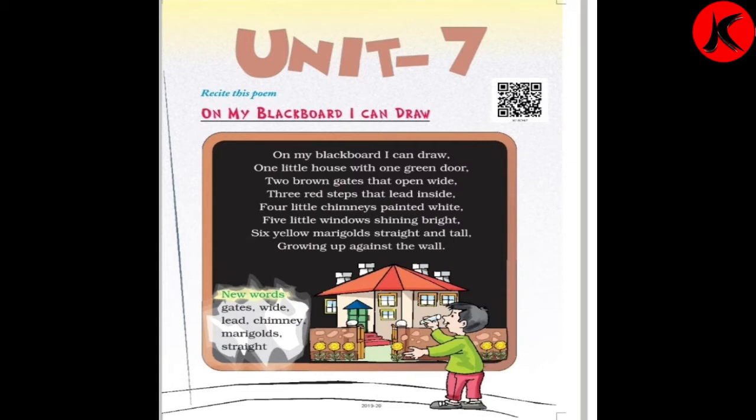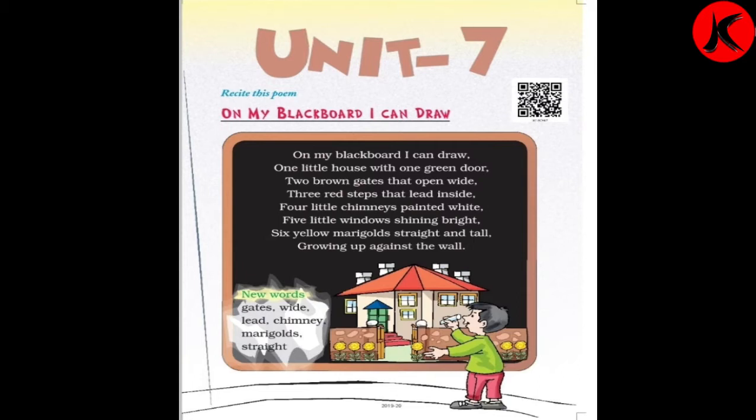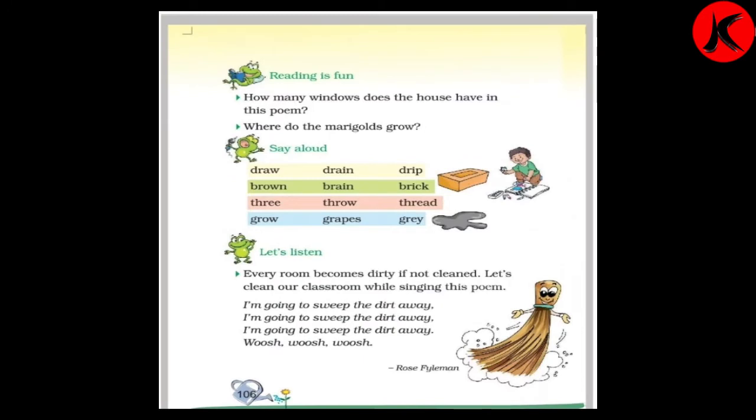Now we are going to do textbook exercise. Everybody open page 106. Question. Reading is fun. Answer the following question. How many windows does the house have in this poem? Now can you tell me, if you remember, how many windows were there in this poem? There were 5 little windows. How many were there? 5 little windows.